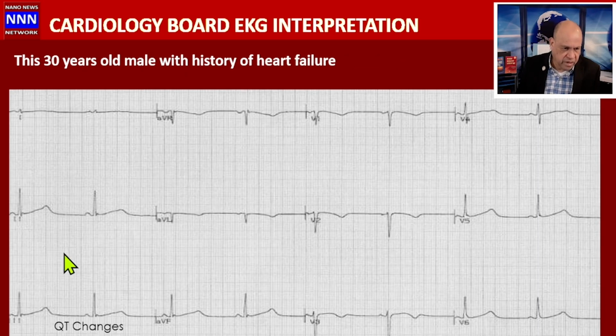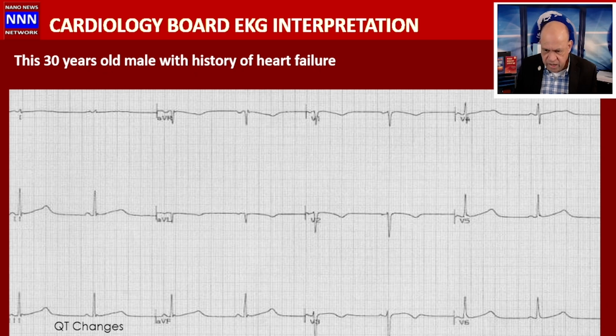Compared to the previous one, at least we see some definite P waves here, and this is again sinus bradycardia. And we have sinus bradycardia here. Let's go down, as we see, there are some T wave inversions here. And the main thing is the QT interval is prolonged.